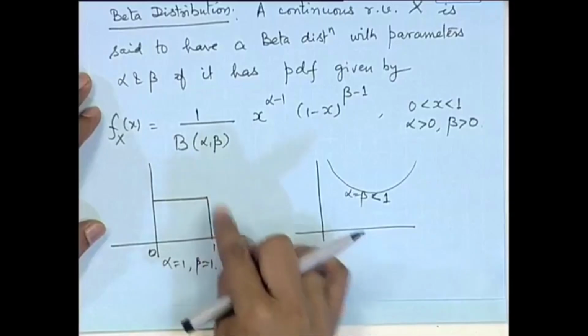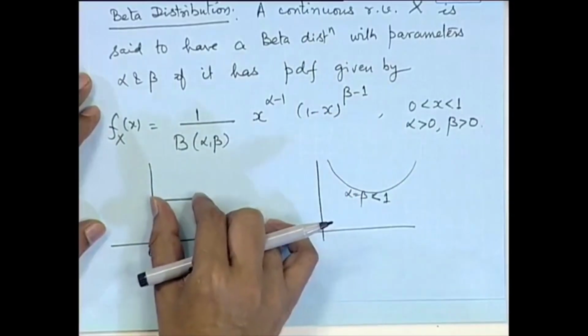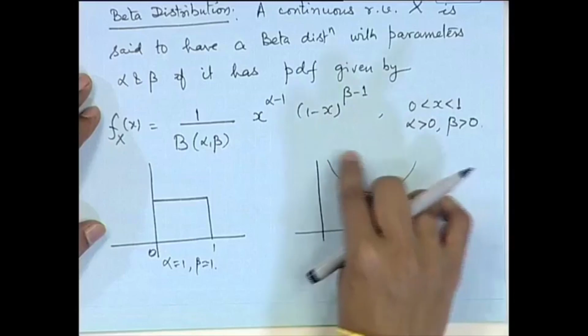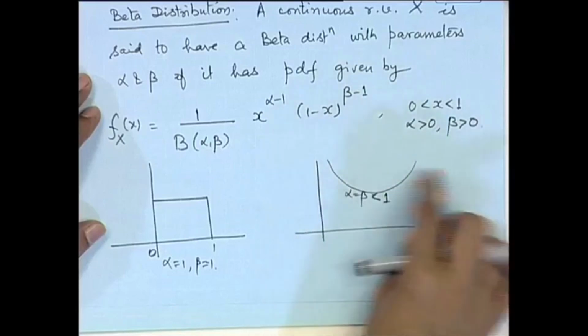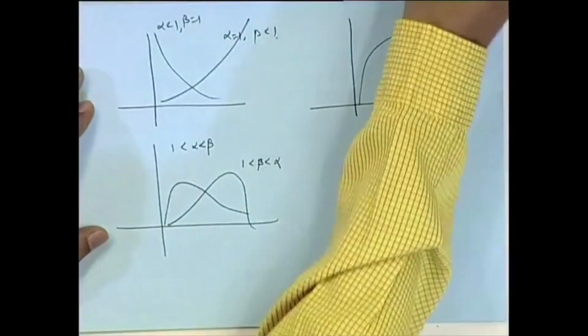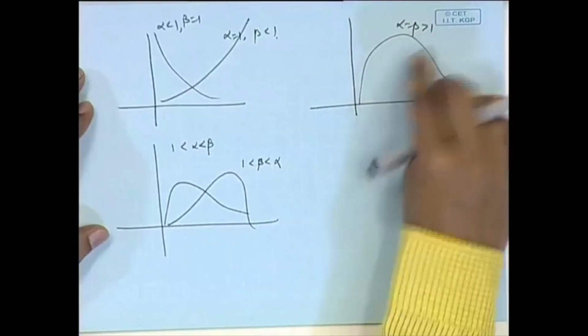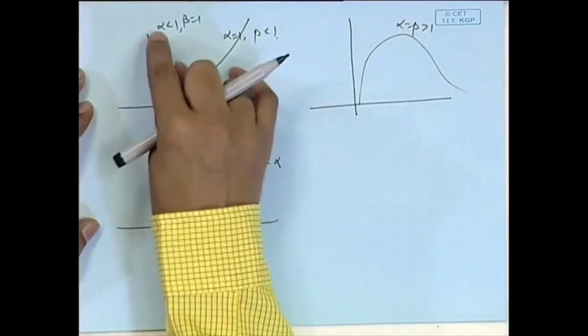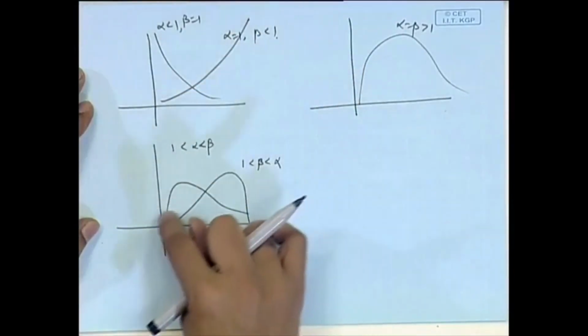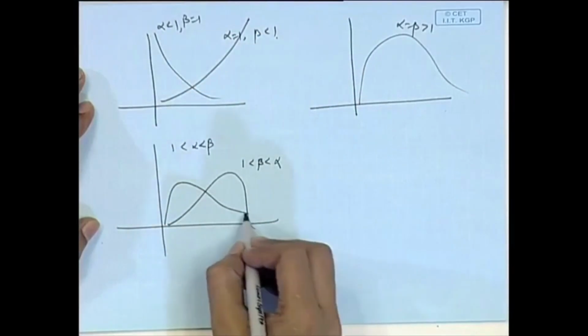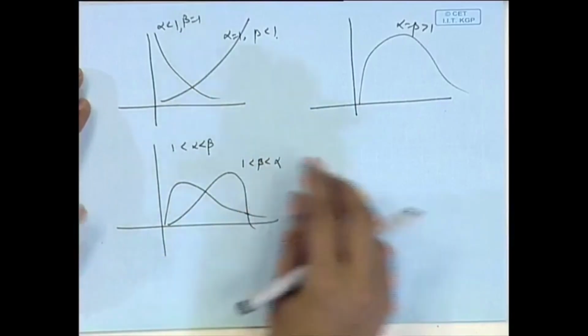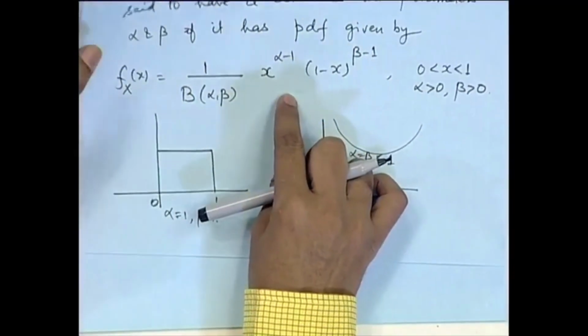If alpha and beta are equal to 1, it reduces to the uniform distribution, which is a symmetric distribution. If alpha is equal to beta, but less than 1, then it has a convex shape. If alpha and beta are equal, but greater than 1, then it has a concave shape. It may be positively skewed or negatively skewed depending upon various combinations of alpha and beta values. We can look at the moments of this distribution. Since it is over a finite range, it is clear that the moments of all orders will exist.